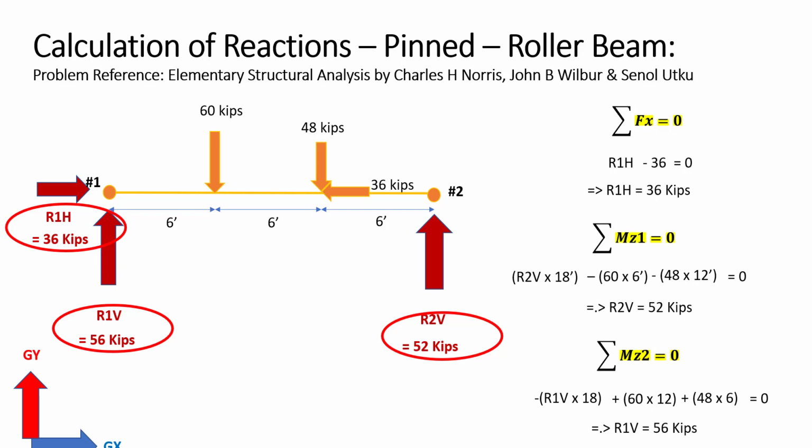Now I have a question for you. Do you think that using these alternative equations is correct? Yes, it does give us the same results that we had obtained from the earlier solution, but is using these equations, sigma Fx equal to 0, and sigma Mz which we have used two times, once about node number 1 and once about node number 2, correct to solve for these reactions? If not, what is wrong?